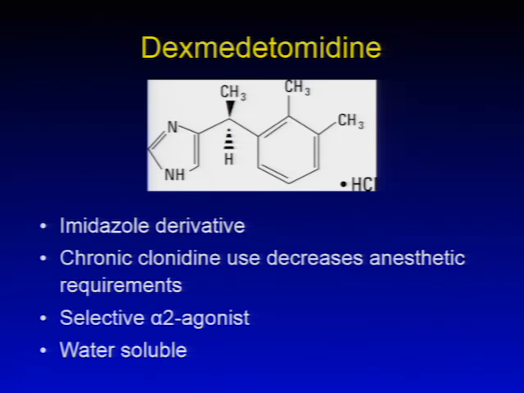Dexmedetomidine is an alpha-2 agonist. It's a selective alpha-2 agonist. It's an imidazole derivative, and it was noted after patients with chronic clonidine use were seen to have decreased anesthetic requirements. It is a water-soluble agent.